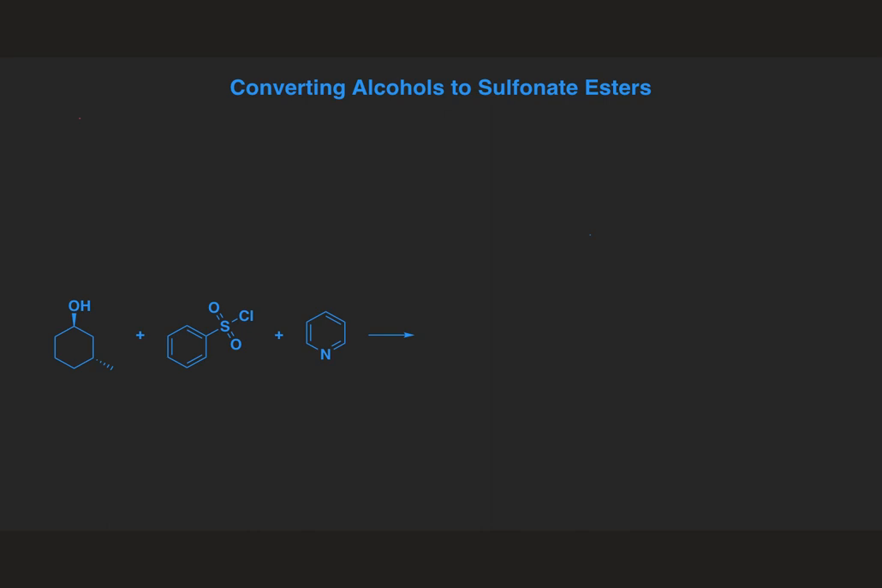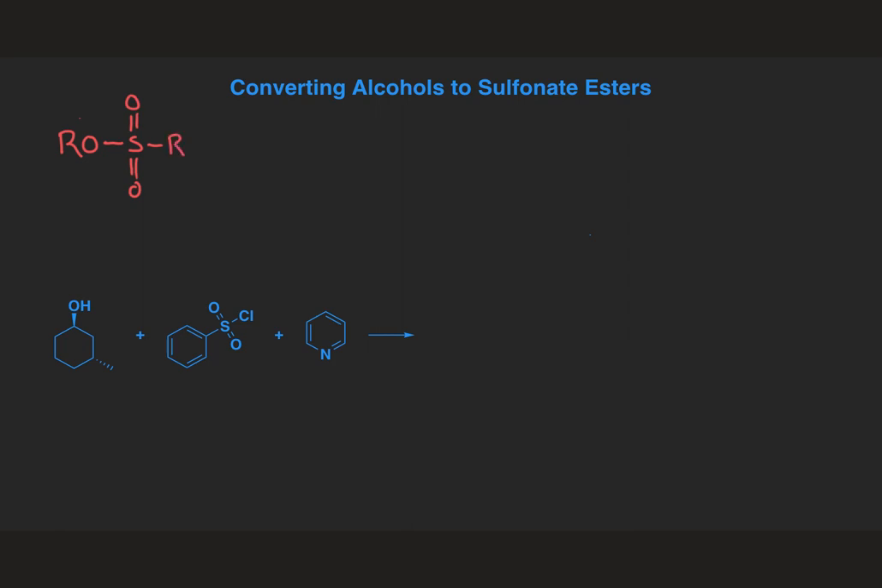A second method of converting alcohols into good leaving groups is to convert them into a sulfonate ester. So if we look at an alcohol as an ROH, in a sulfonate ester, that H is going to be replaced by a sulfur which is connected to 2 oxygens, doubly bound, and some R group.